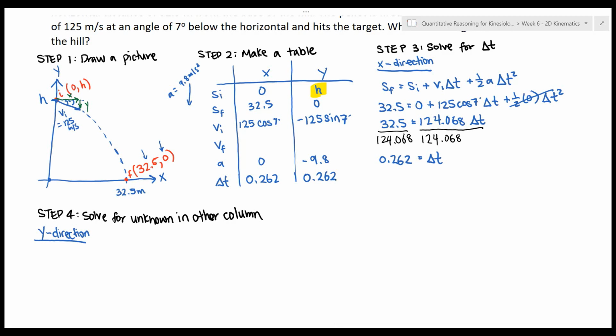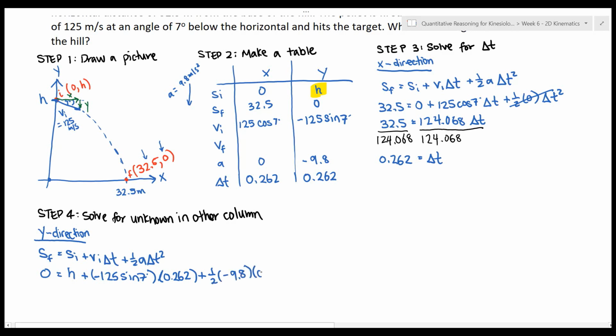We're solving for h, which is our S initial. We don't know v final and we're not looking for v final. So we're going to just use the same equation. S final equals S initial plus v initial delta t plus 1/2 a delta t squared. And we're going to start plugging in everything we know. So S final is 0 equals S initial is h plus v initial is negative 125 sine 7 degrees. Delta t, the delta t we know is 0.262 plus 1/2. A is negative 9.8. Delta t, 0.262 squared.